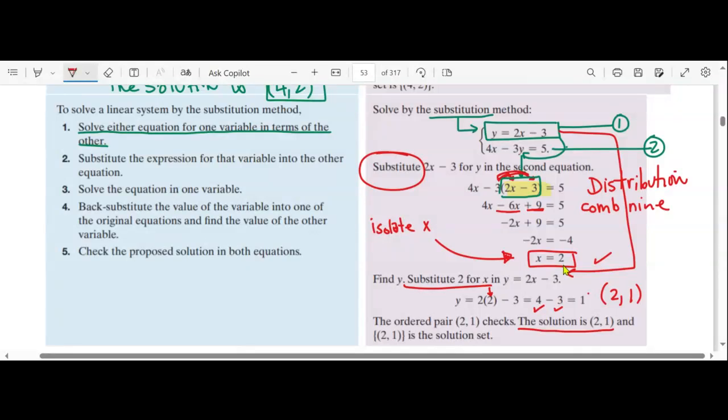Can I substitute 2 for x in the first equation? Yes. And you get how much is y? 1. So what's your point of intersection? 2, 1. So the ordered pair 2 and 1 checks, the solution is 2, 1, and the solution set is 2, 1. That's the intersection point. Is that clear? Yes. All right.